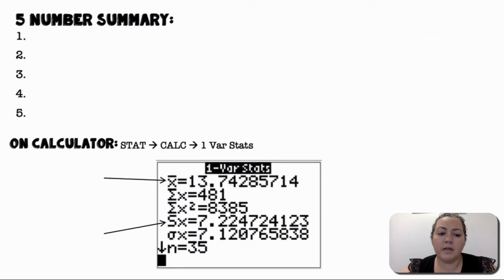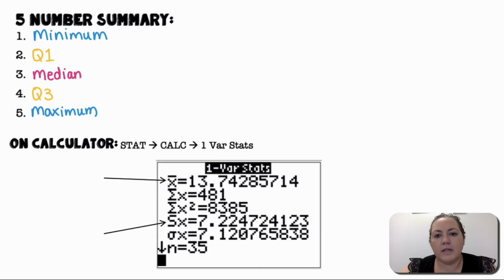All right, the 5-number summary. We use this to describe our data set. So it's the minimum, quartile 1, median, quartile 3, and the maximum. If you put all of your data into your calculator into a list, and you go to Stat, Calc, 1-Var Stats, it will give you the mean, the standard deviation, and it will also give you this 5-number summary if you scroll down. This is great if you're going to make box plots.